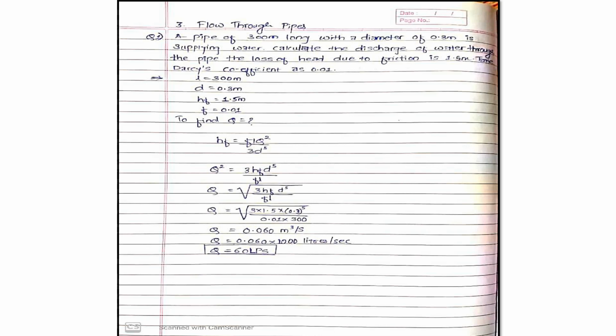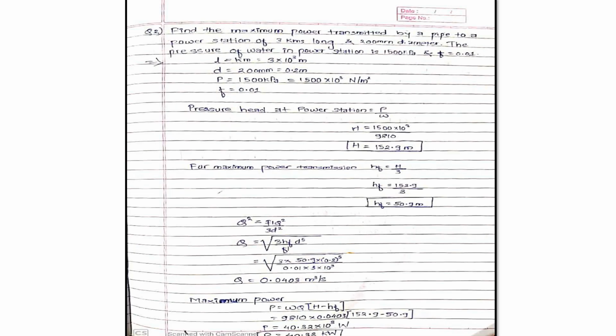But usually discharge is expressed in LPS, that is liters per second, and you know how to convert meter cube into liter. That is, 1 meter cube is equal to 1000 liters. Therefore, Q is equal to 0.06 into 1000 liters per second, so this is about 60 liters per second. This is a simple problem regarding calculation of the discharge of water through the pipe. Now we'll go to the next problem.